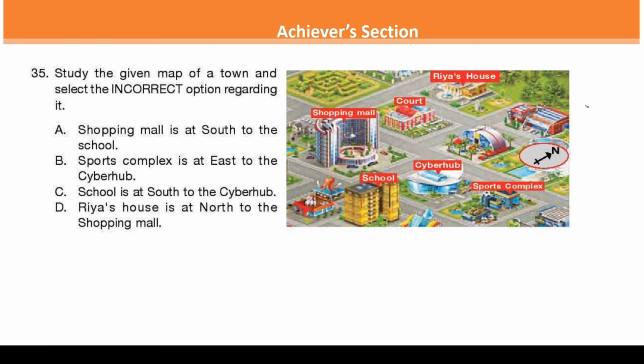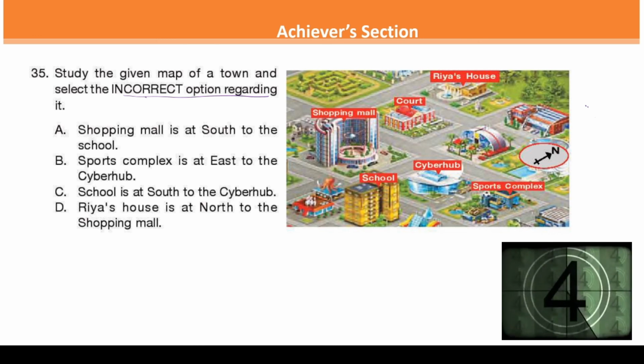Remember, these math questions are the most favorite in Olympiads. So study the given map of a town and select the incorrect option regarding it. Incorrect. Remember which option is not correct according to this map. Here a direction is given. Try to solve this yourself.